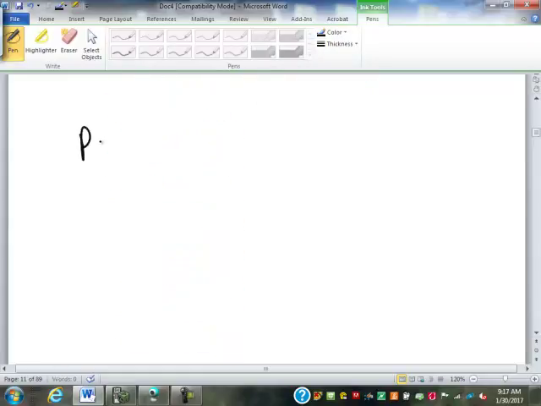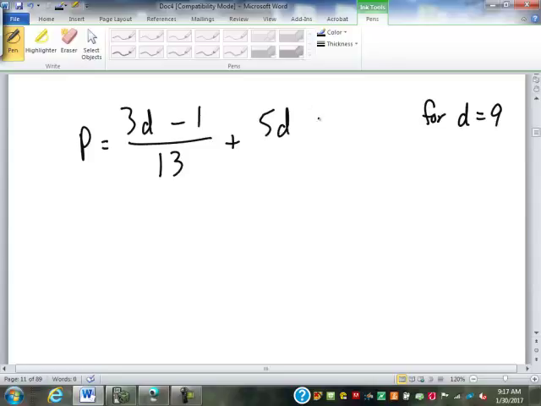So if P equals 3d minus 1 over 13 plus 5d plus 3 over 16, find P. So in your notes, find P for me.